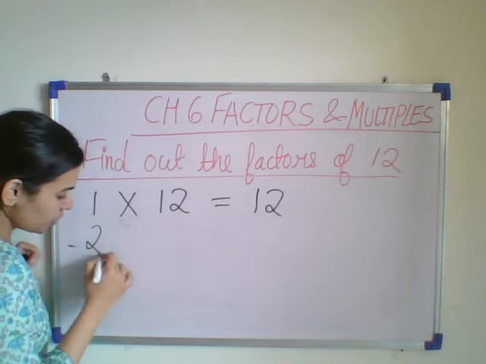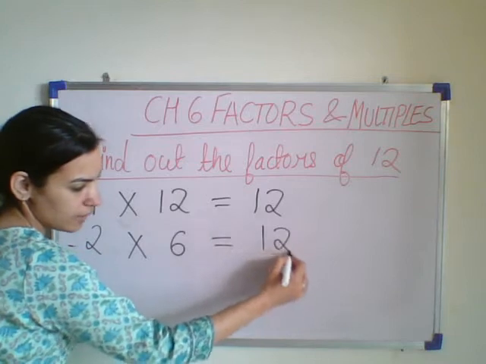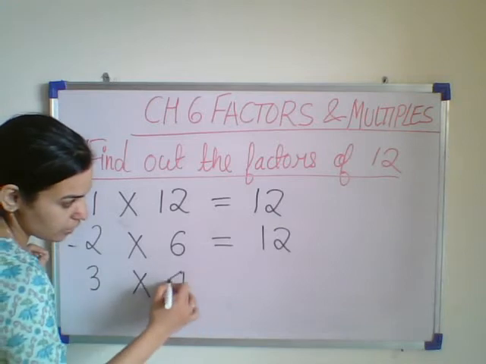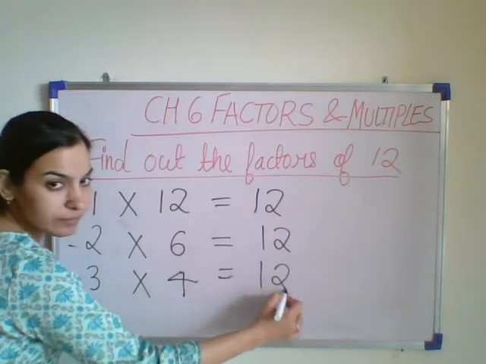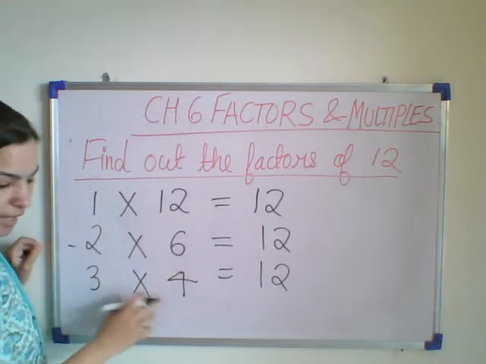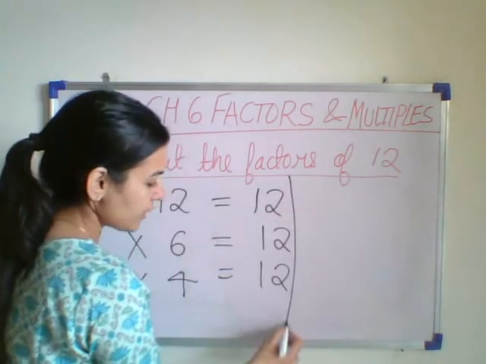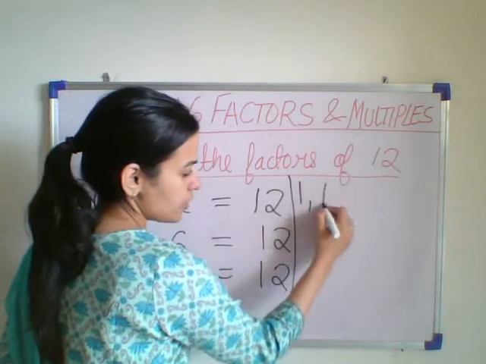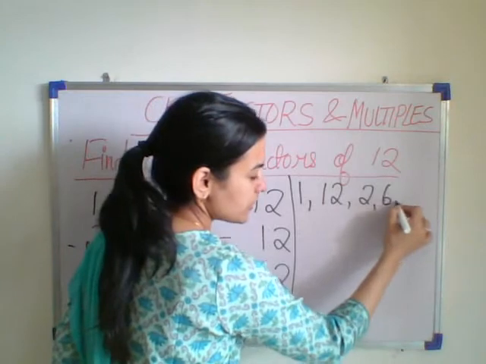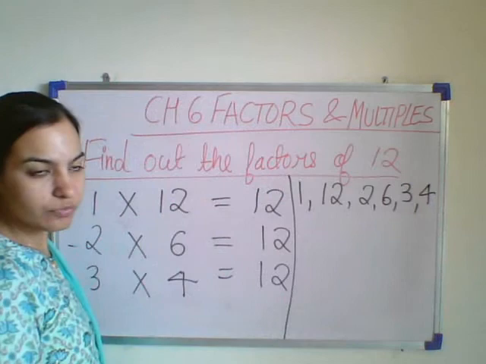It is 2. 2 multiplied by 6 is equal to 12. Next to 2, what number we can take? 3. 3 fours are 12. So 1, 12, 2, 6, 3 and 4. These all are the factors of 12. I can write here 1, 12, 2, 6, 3 and 4. These all are the factors of 12.